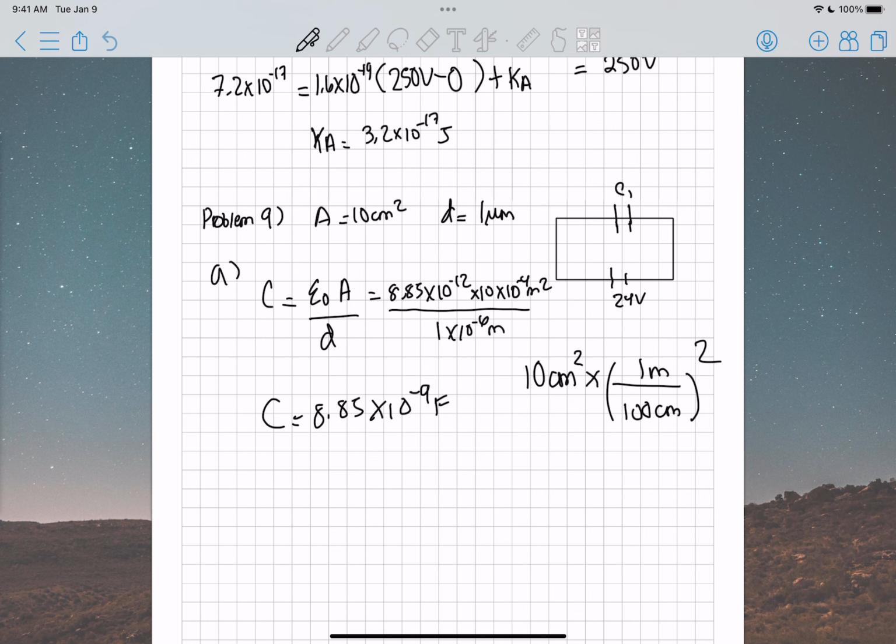I don't believe they would ask you to convert it back into microfarads, or in this case probably nanofarads. So I would just keep it as farads because that's probably easier, since you're going to use that as the SI unit afterwards.